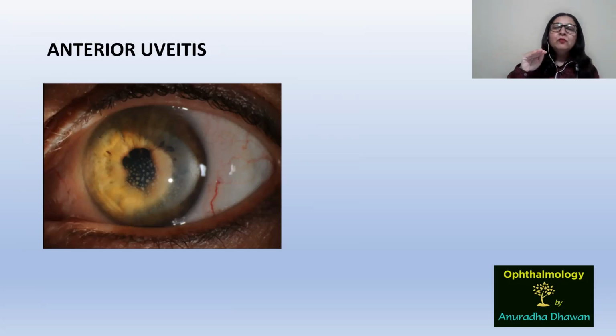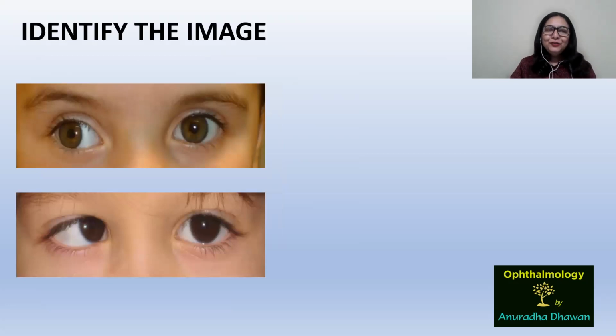Sometimes the image can also show a hypopyon, pus in the anterior chamber, polymorphs in the anterior chamber. But irregular pupil, hypopyon, keratic precipitates, all these go in favor of anterior uveitis. Moving on to the next image.